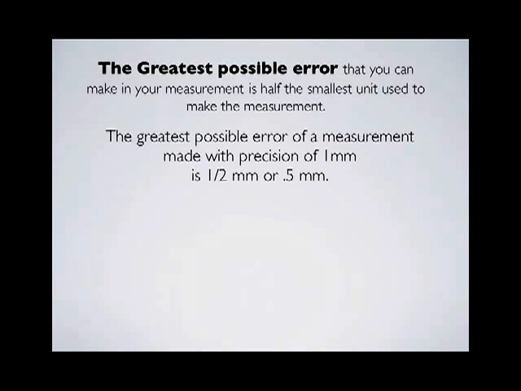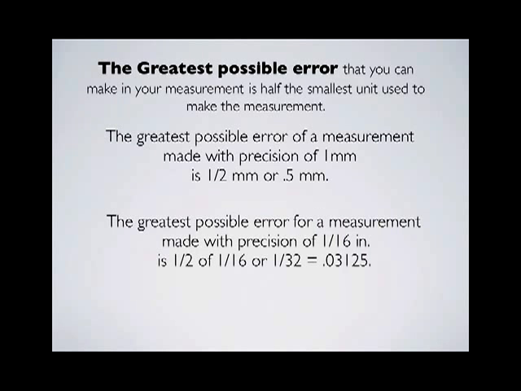The greatest possible error that you can make in any measurement is going to be half the smallest unit that you used to make the measurement with. So the greatest possible error of a measurement made with the precision of 1 millimeter would be half a millimeter. The greatest possible error for a measurement made with precision of 1/16 of an inch is 1/2 of 1/16, or 1/32 of an inch. This translates to 0.03125 as a decimal.